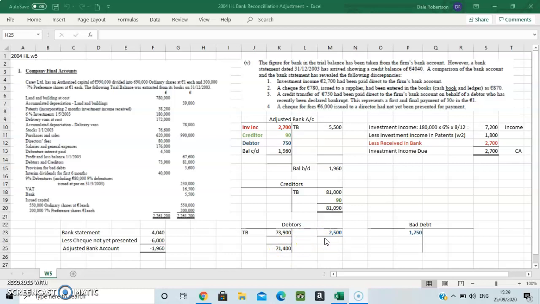So now we have an adjusted bank account with a new current liability figure of 1960. We know that's correct because we have confirmed it on our calculator. And then the three adjustments that we had to make because of things we were unaware of, we have adjusted them not only in the bank, but also in the other side of those transactions, in investment income, in creditors, and in debtors / bad debt down here. And that's that working completed.